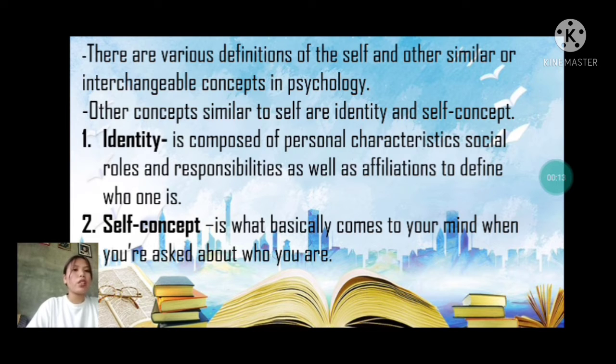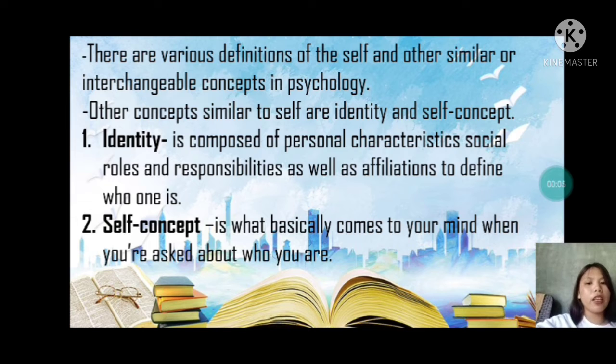Next, self-concept is what basically comes to your mind when you're asked about who you are. Self-concept is the idea of the self. For example, you think you are a kind person, so that's your self-concept. Or you think that you are a talented person, so that's also your self-concept. It's not what the society thinks of you, but the idea of yourself. Identity is different from self-concept. Identity refers to what the society is telling us who we are, while self-concept is the idea of who we think we are.